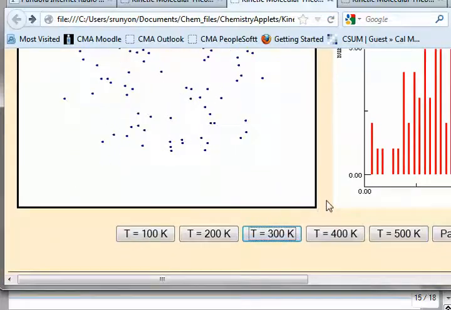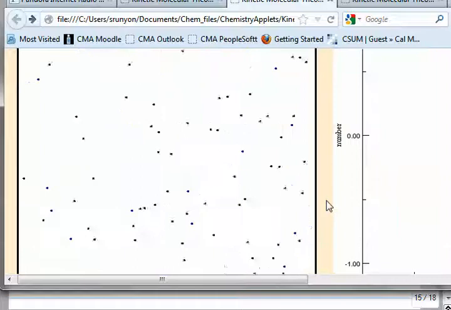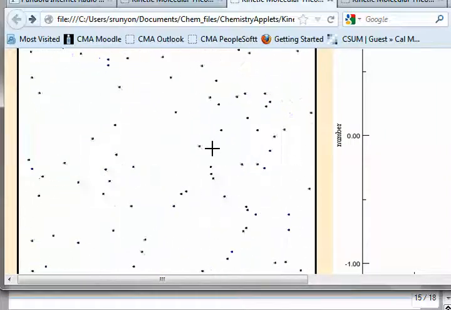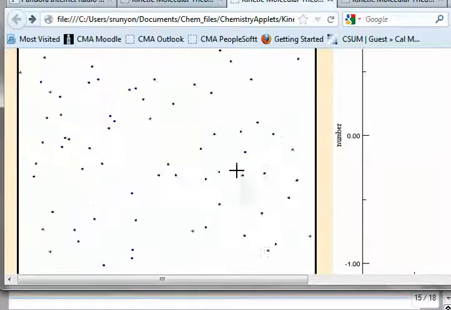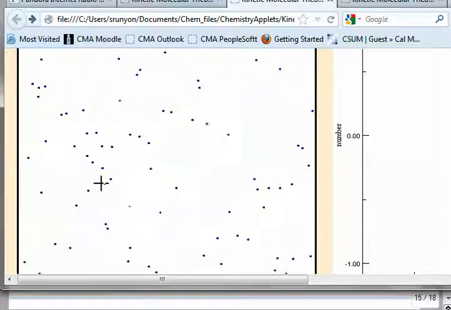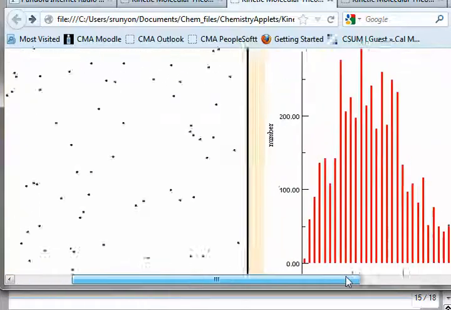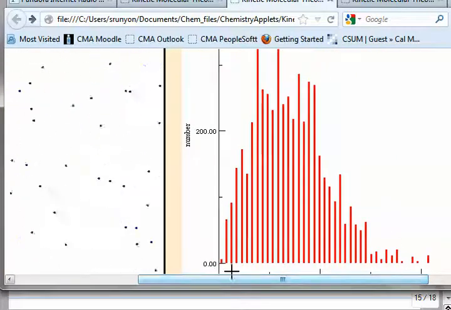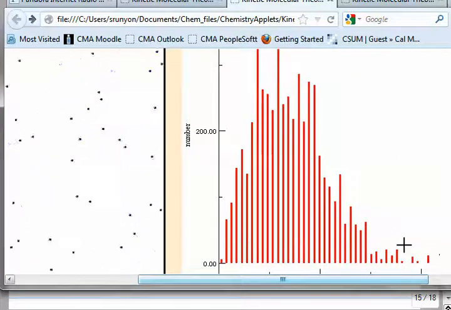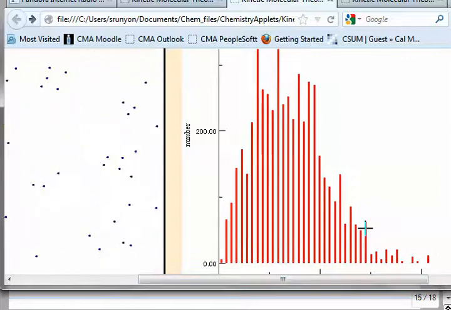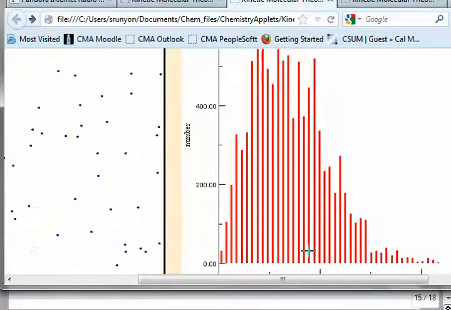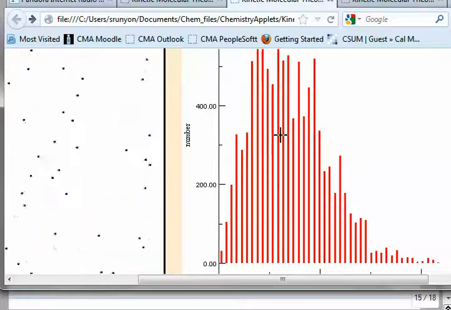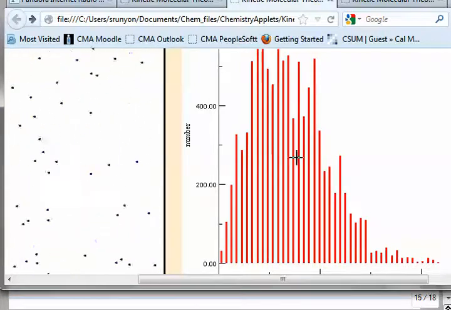Try this again. Okay, so here, say we're at 300 kelvins, and again, all of the molecules are not moving at the same speed. Some of them are moving quite slowly, some of them are moving very rapidly. And if we look at the distribution of speeds, some of them are again moving very slowly, and a very small number are moving very rapidly. Most of them are moving with some speed that is close to what we call the average speed. And we often will calculate this average speed in terms of this root mean square velocity.